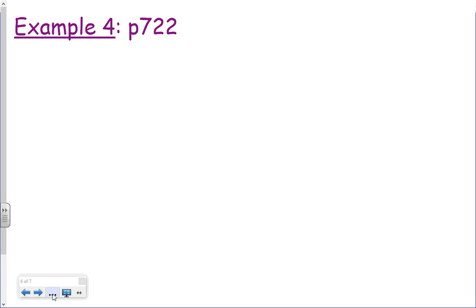It just says you're picking 3 people from a group of 7. Order does not matter. That's how I know that it's a combination here. Okay, so the number of ways of picking 3 people from a group of 7.